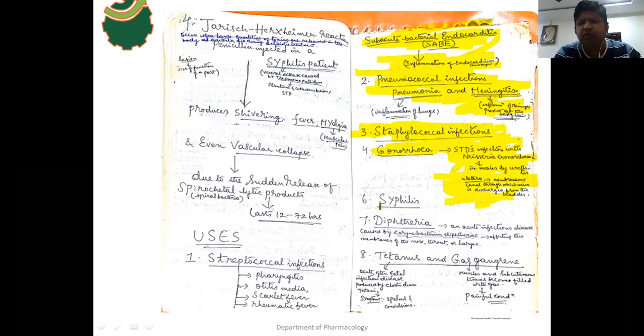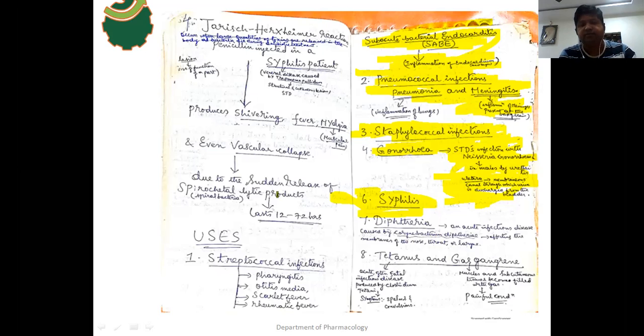And also, as I told you, syphilis. There is a wound or ulcer on the genital organs, caused by Treponema pallidum, and penicillin is very effective in syphilis. But it causes a temporary reaction for 12 to 72 hours, because when penicillin kills the syphilis bacteria, Treponema pallidum, the bacteria release a large amount of toxins, and these toxins lead to symptoms like shivering, fever, myalgia, and even low BP or vascular collapse. That's why you can use penicillin during syphilis infection.